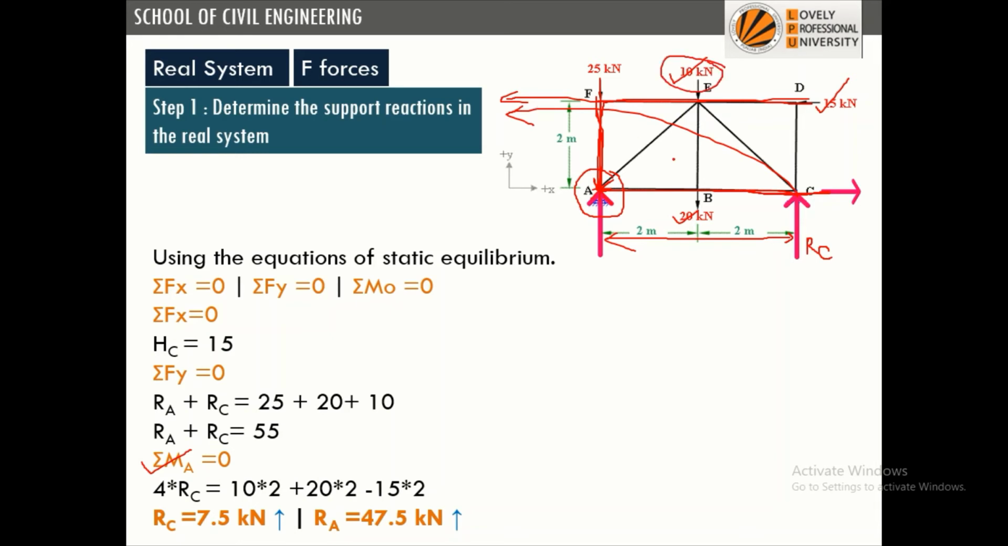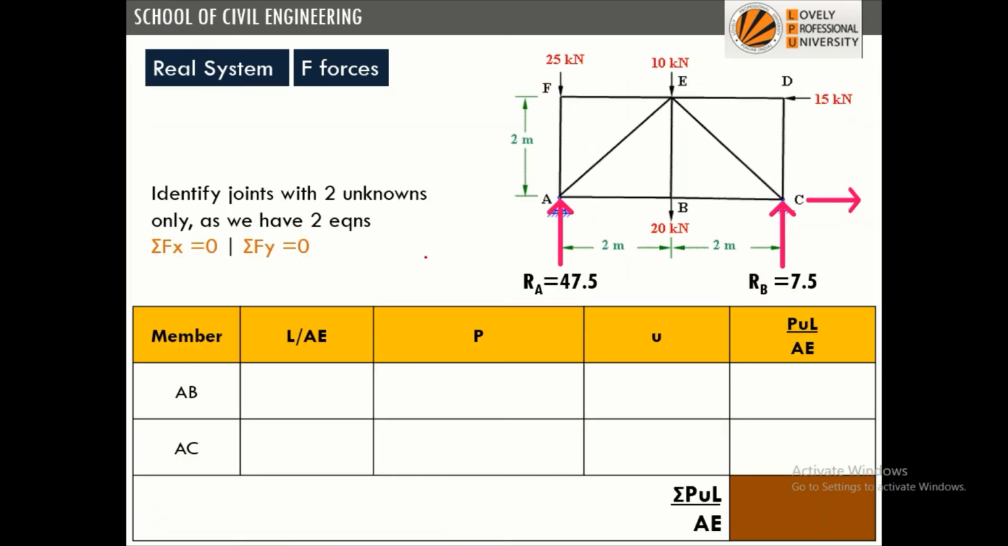Whereas these 2 forces, 10 kilonewton and 20 kilonewton, have a tendency to rotate clockwise. The perpendicular distance for both forces is 2 only. So we can write 4 into Rc plus 10 into 2 plus 20 into 2 minus 15 into 2, because 15 has a tendency to rotate anti-clockwise and these have a tendency to rotate clockwise. Solving this, we get Rc is equal to 7.5 upward, and Ra will be 47.5.